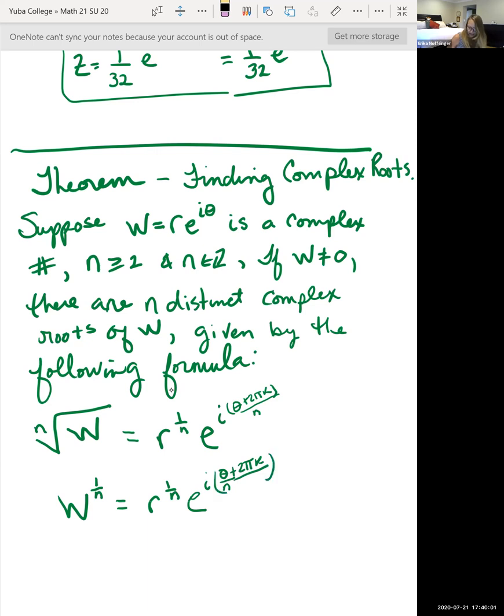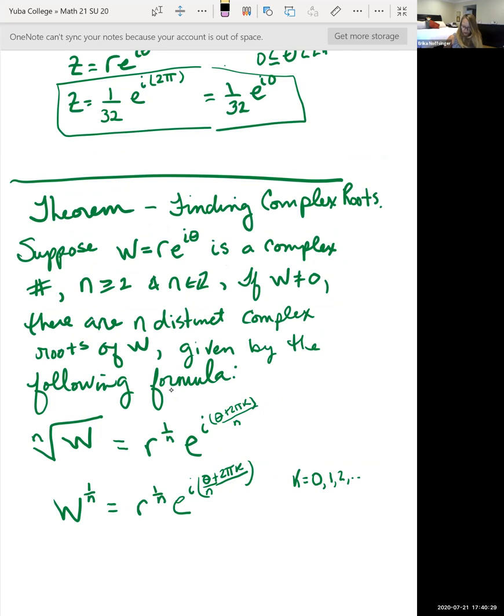So k is a value. We have to start k as the integer 0. We're going to look at k when it's 1, and we're going to go up to the value 1 less than what n is. So if we're looking at the cube root, we would look at when k is 0, 1, and 2. If we were looking at the fifth root, we would look when k is 0, 1, 2, 3, 4. If this was a square root, we'd only have to look at 0 and 1. So we're looking at k being between 0 and n minus 1, those integers.